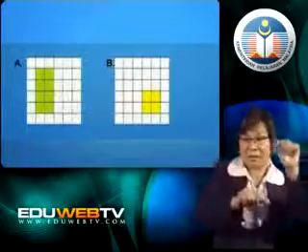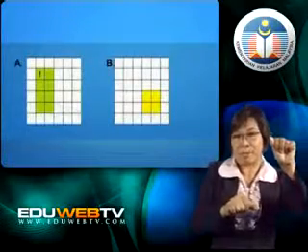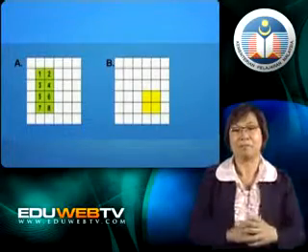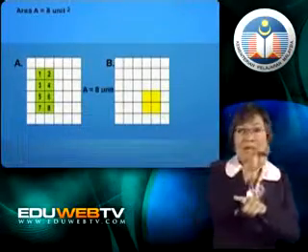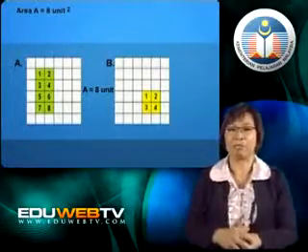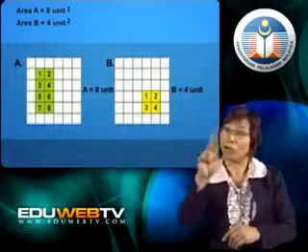Area A, 1, 2, 3, 4, 5, 6, 7, 8. The area equals 8 units square. Area B, 1, 2, 3, 4. Area B equals 4 units square.